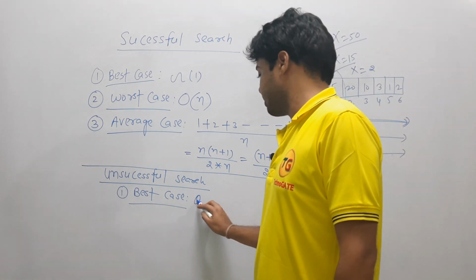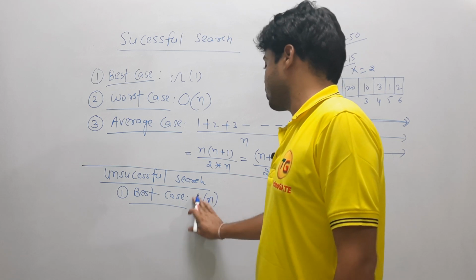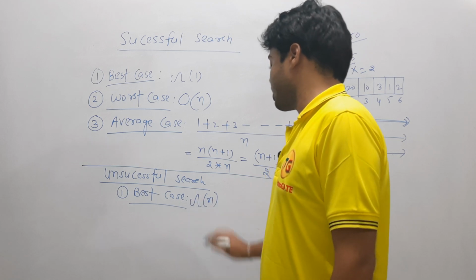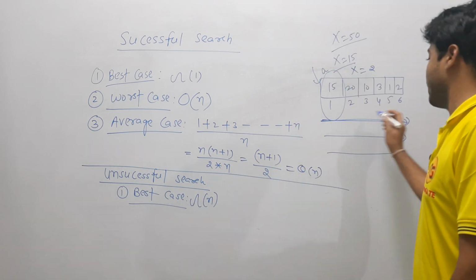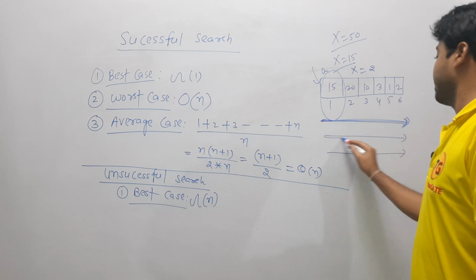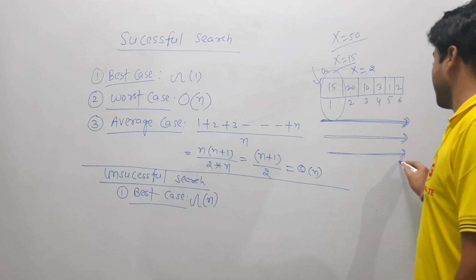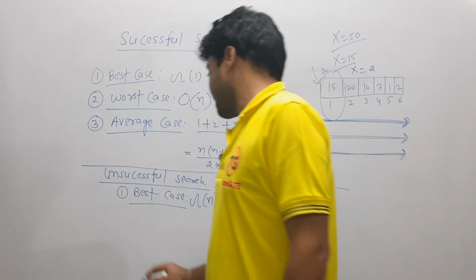Theta of n. Sorry, omega of n. So we have to search the total array up to the last element, order of n.